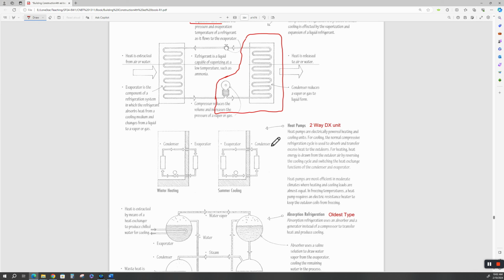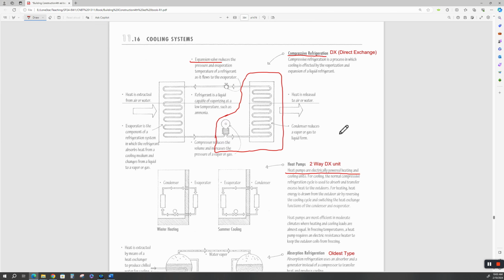It's a two-way system, and you can read about that here. Sometimes the DX units will have to have heating coils in them to help when it gets super cold outside, because the heat exchange is not that efficient after the temperature drops to a certain point, and that depends on the unit itself. But that's how heat pumps work. Heat pumps work the same way a traditional DX unit goes, but they can run backwards.